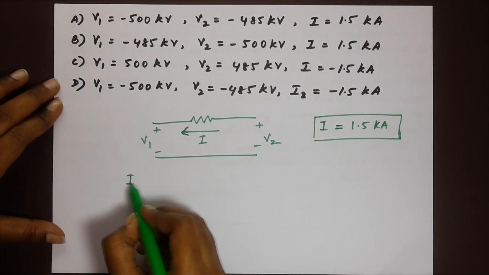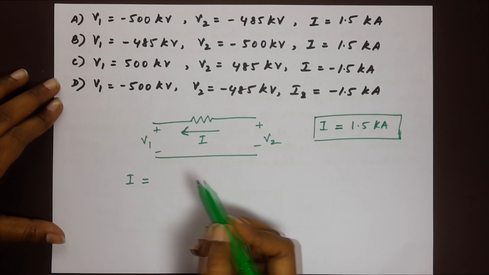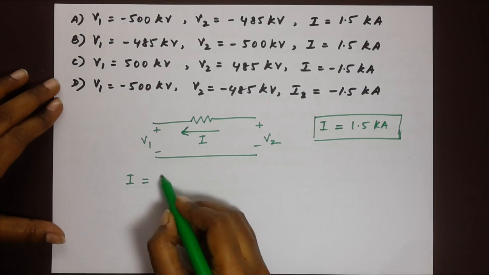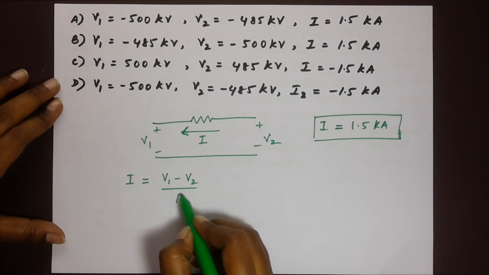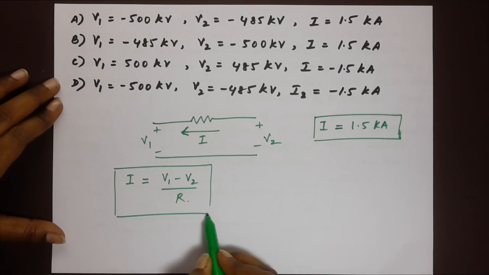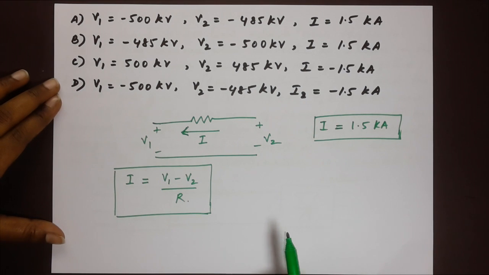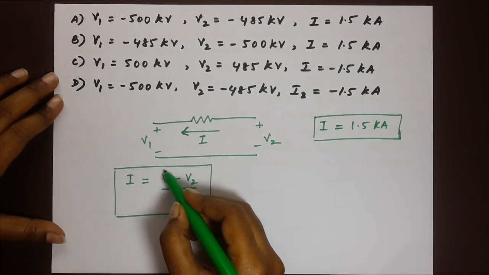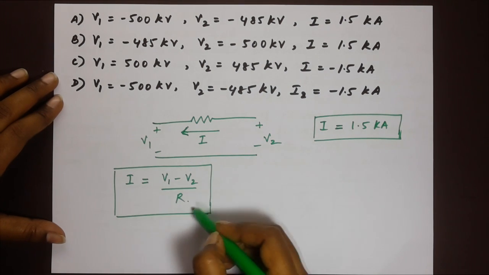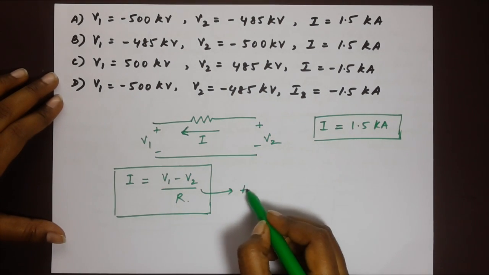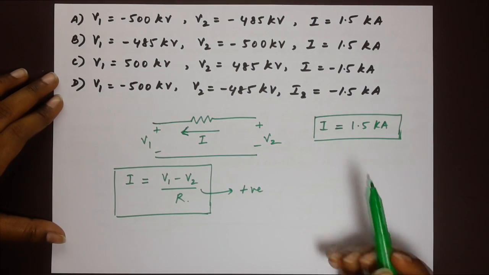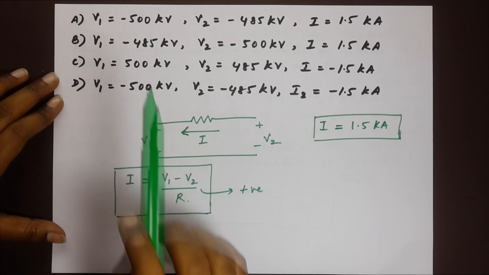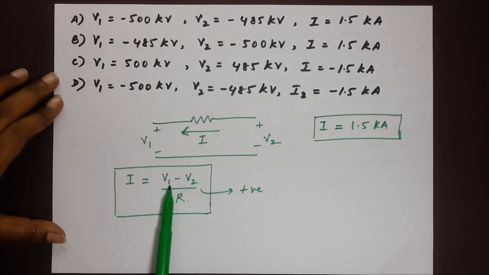So, in general, we have the current formula for an HVDC link from one system to the other as (V1 minus V2) by R. This is the general equation, (V1 minus V2) by R. So, if we are to look at the options given to us A, B, C and D, we have to make sure that this entire value (V1 minus V2) by R must be positive or non-negative in that case. So, if we take V1 as minus 500, minus of minus 485 will give us a negative answer.